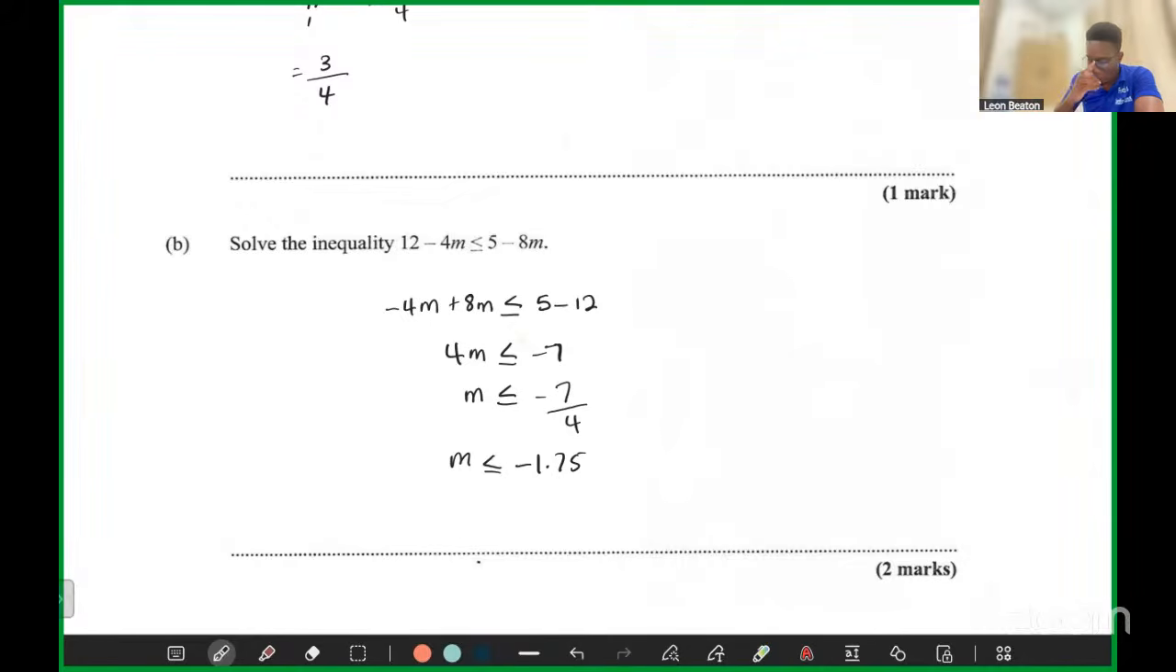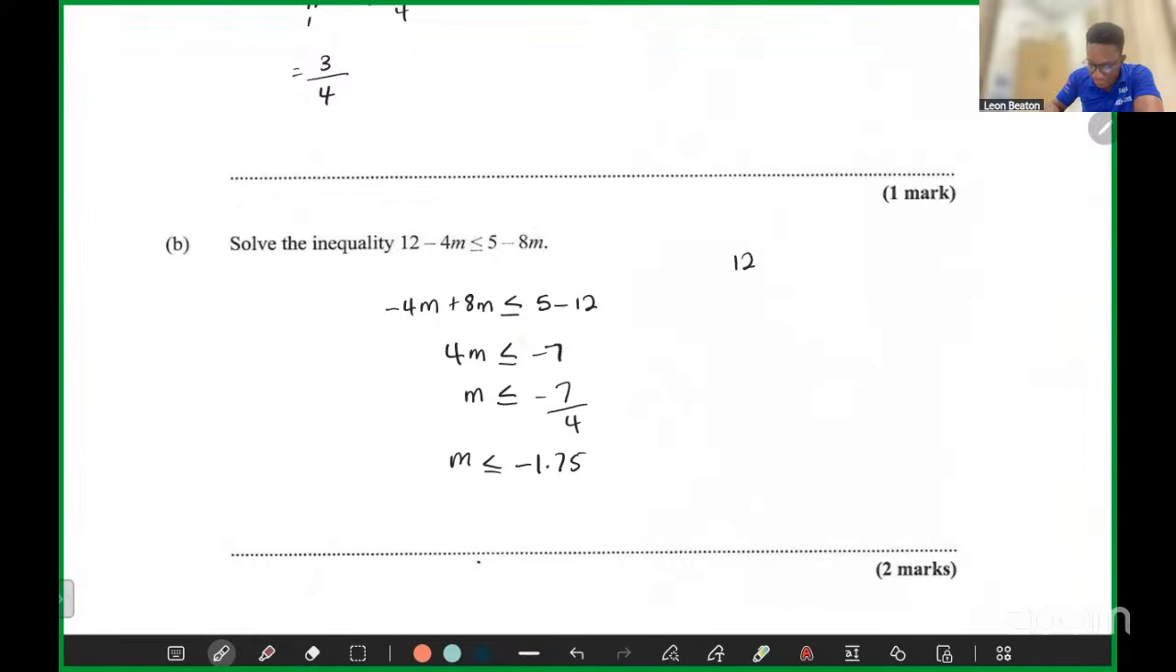Let's test and make sure that what we did is correct. So they told us m is less than or equal to this. So let's try a number less than this. Let's try negative 2, which is less than this. Let's see if negative 2 will satisfy this inequality.